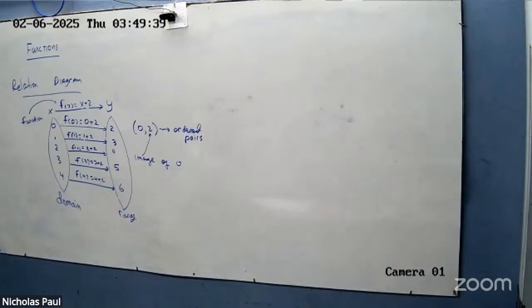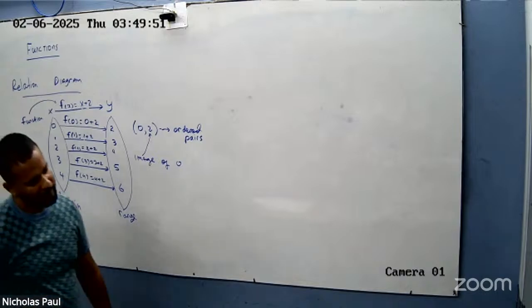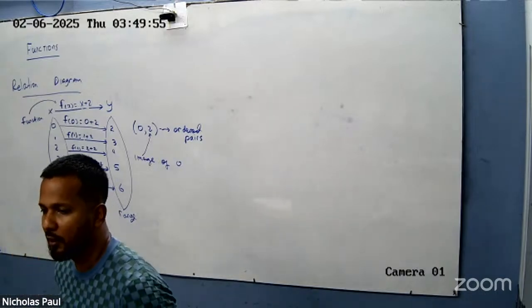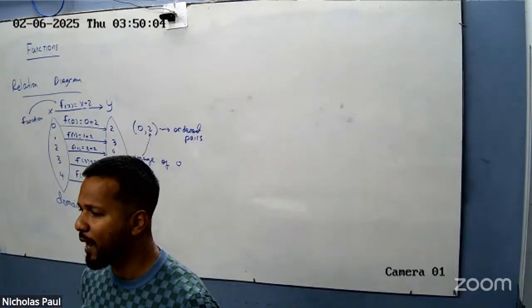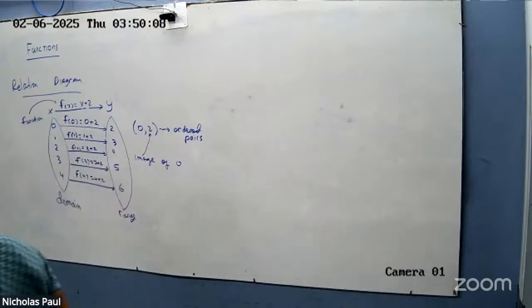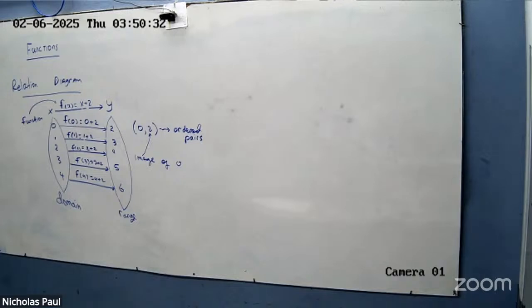Write here: a relation diagram. A relation diagram shows the mapping of x and y values for a particular function.